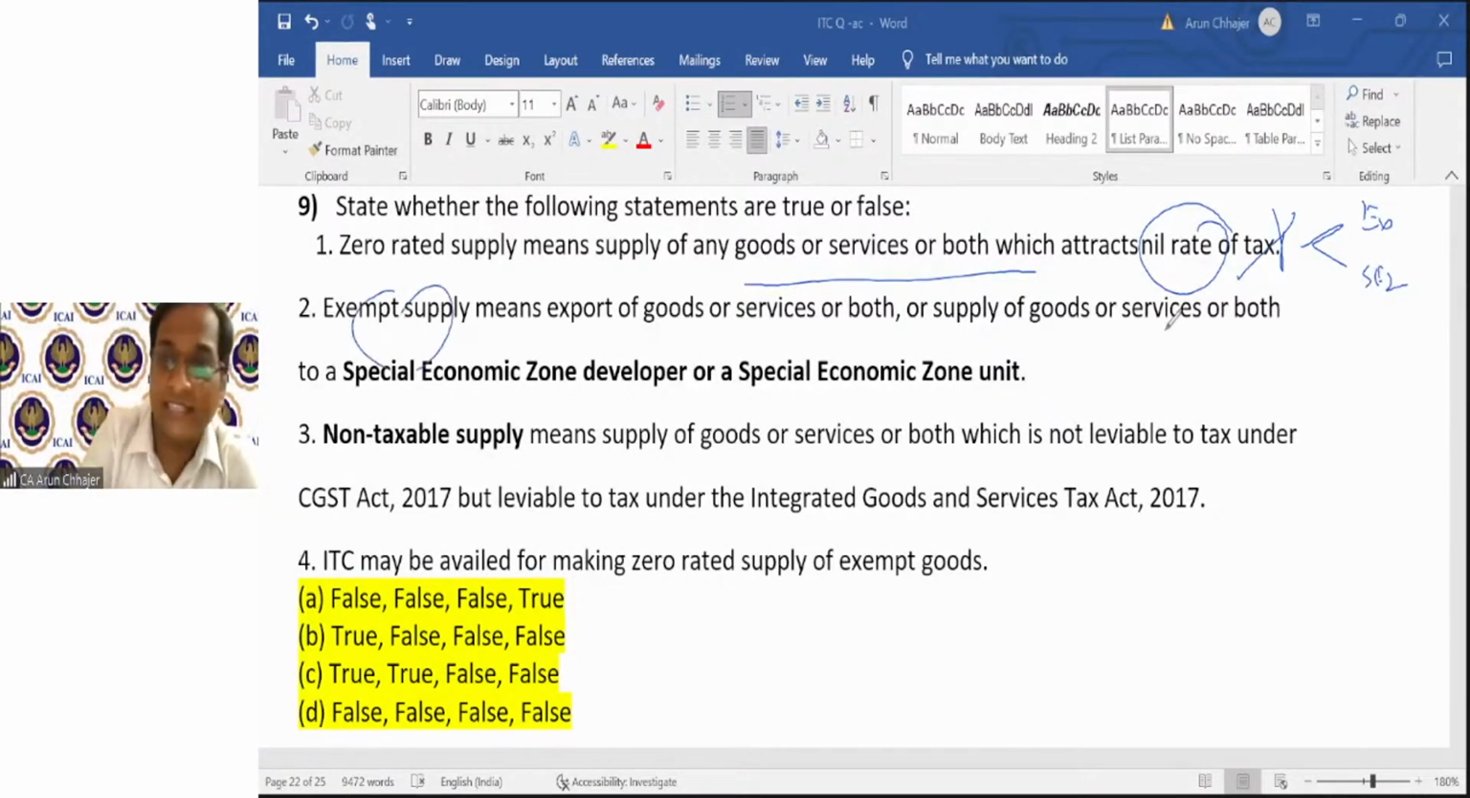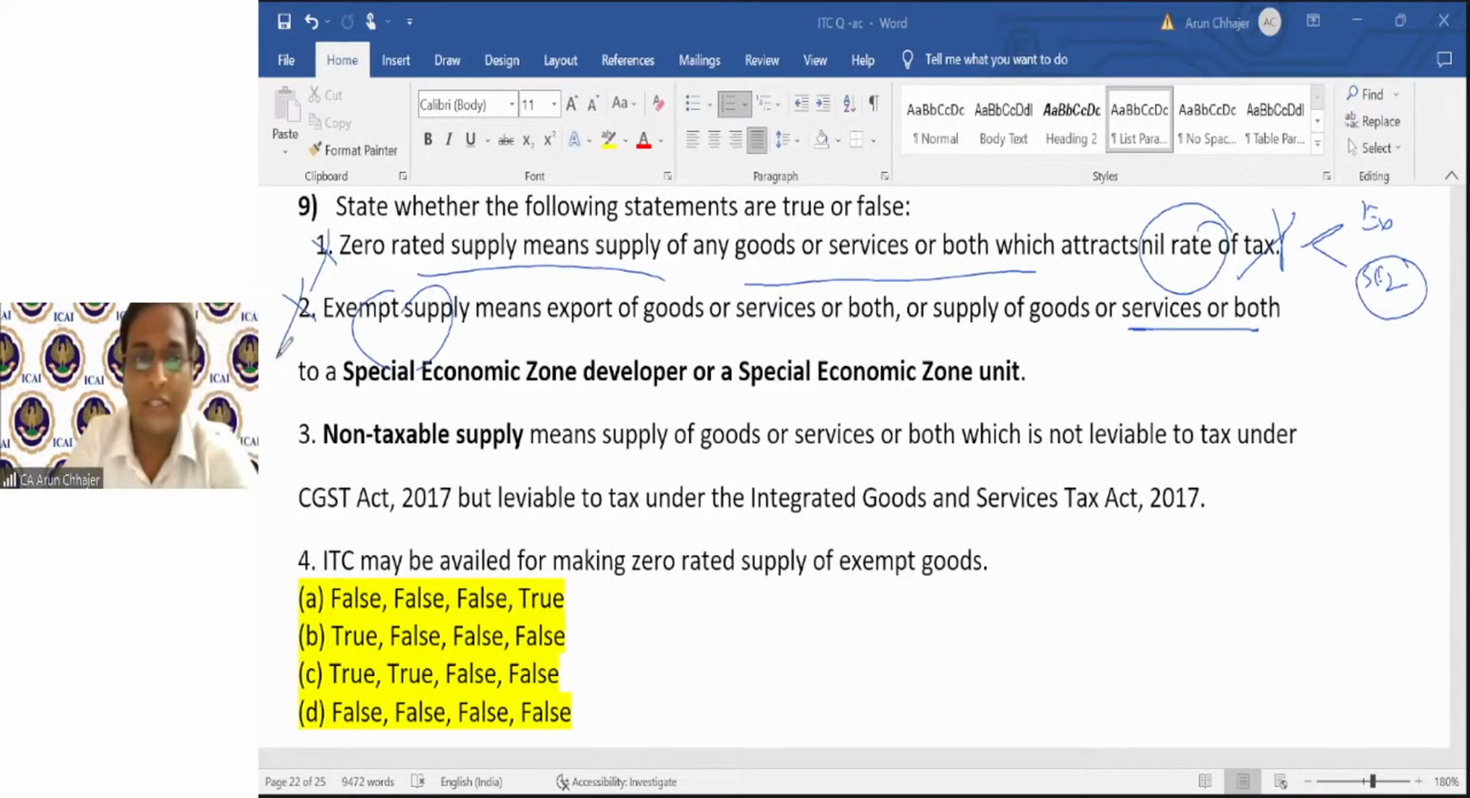Exempt supply means SEZ supply. Just now we have discussed, SEZ supply will be zero rated, not exempted. So this is also not correct.